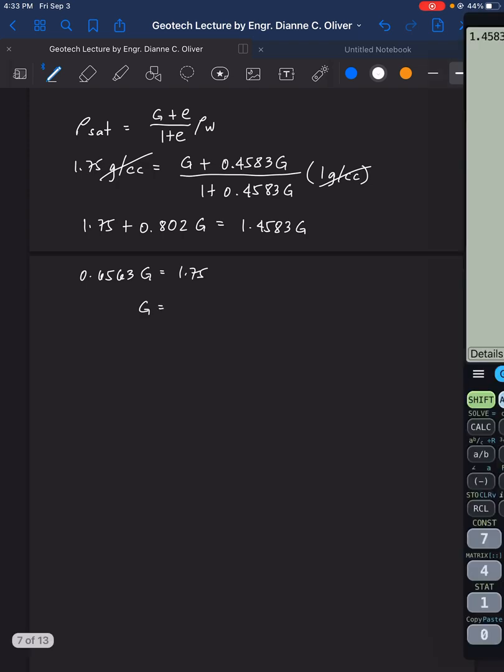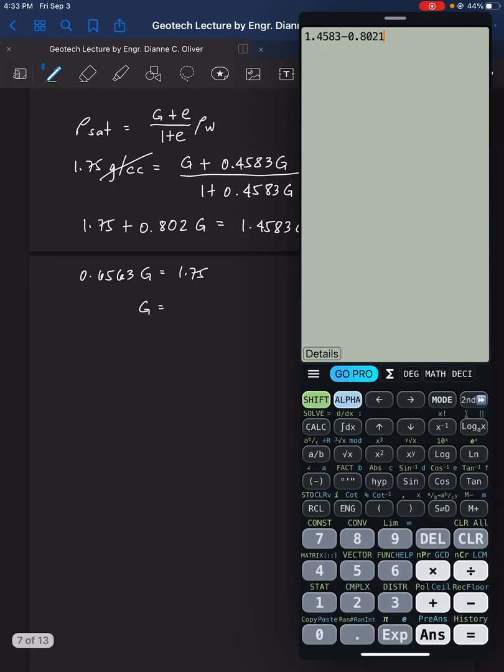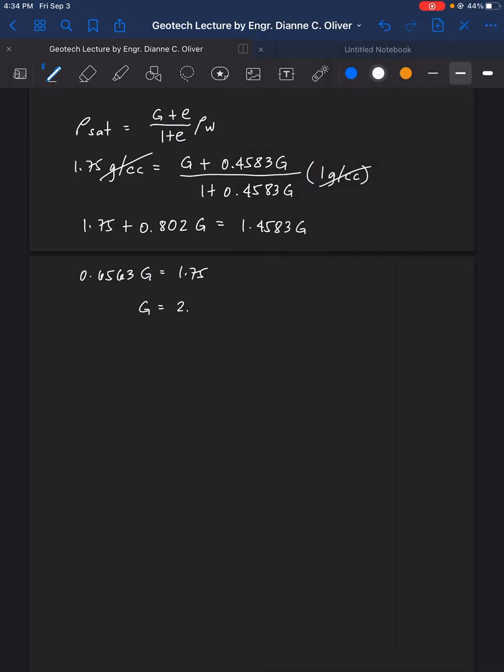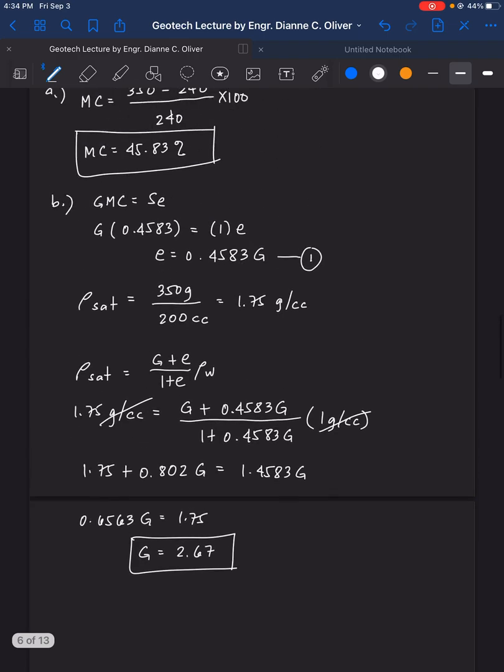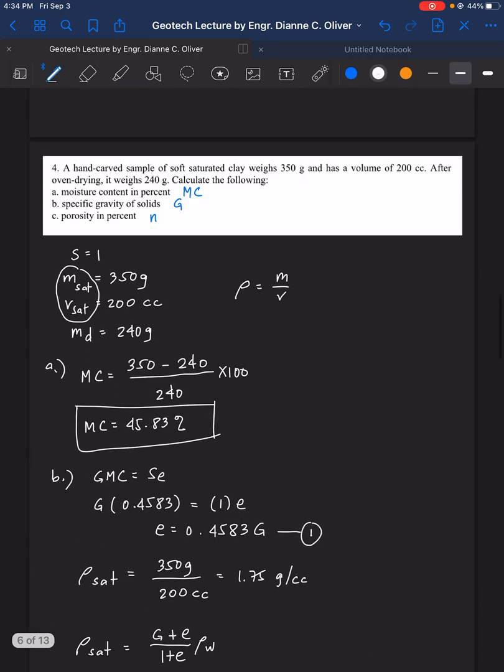G now is equal to 1.75 divided by 0.6563. So we have here 2.67. So 2.67 specific gravity. Okay, so specific gravity done.